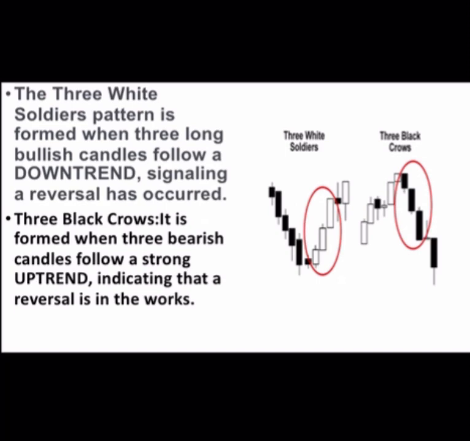They are also triple candlesticks, and they can also show a change of trend or a reversal of a trend. They can appear at the top of an uptrend, or at the bottom of a downtrend. When you see them appear at the bottom of a downtrend, it means there's going to be a new change of trend from the bottom. You see them at the bottom, means there will be an uptrend. If you see them at the top, it means there's going to be a downtrend. The 3 white soldiers pattern is formed when 3 long bullish candles follow a downtrend, signaling a reversal has occurred. They also call them 3 black crows. That's what they call them, 3 black crows.